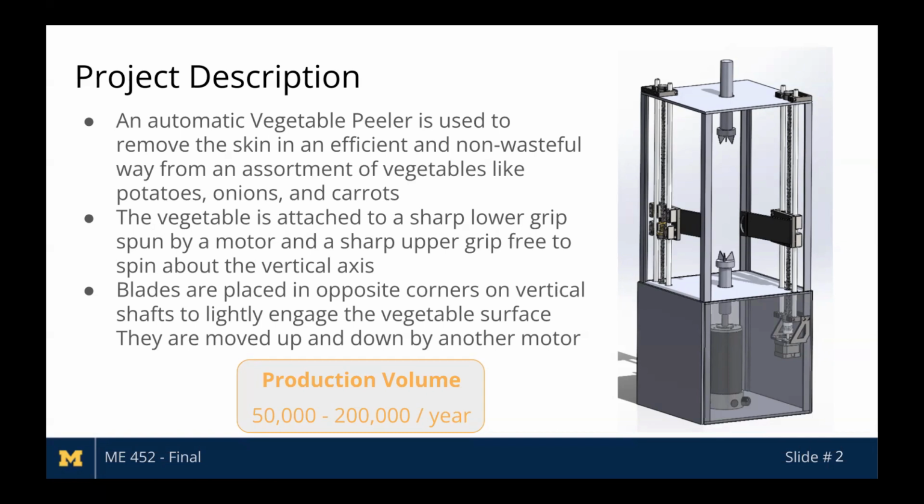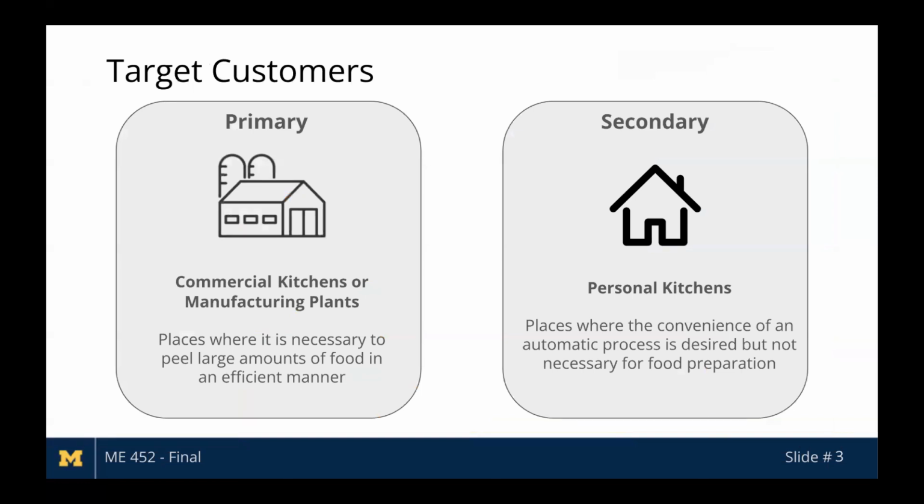The production volume is estimated to be between 50,000 and 200,000 per year. The target customers: the primary customer is commercial kitchens or manufacturing plants, where it's necessary to peel large amounts of food in an efficient manner. So like when you have a large amount of customers in a restaurant.